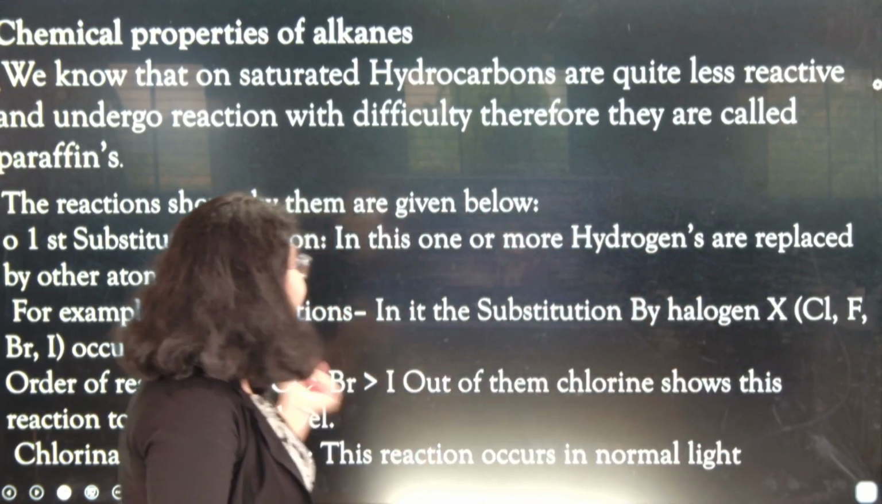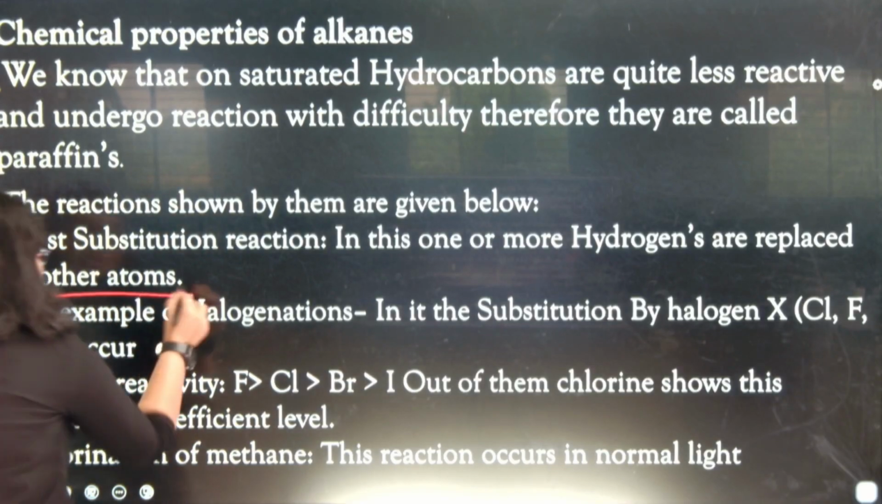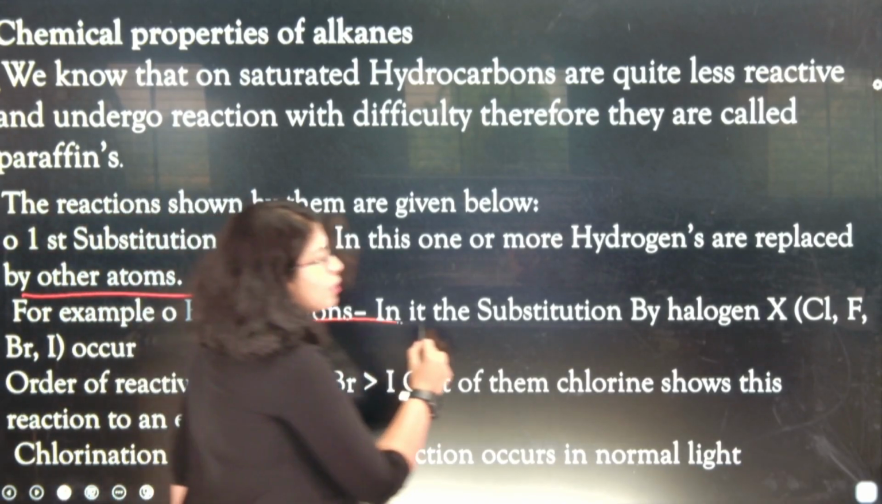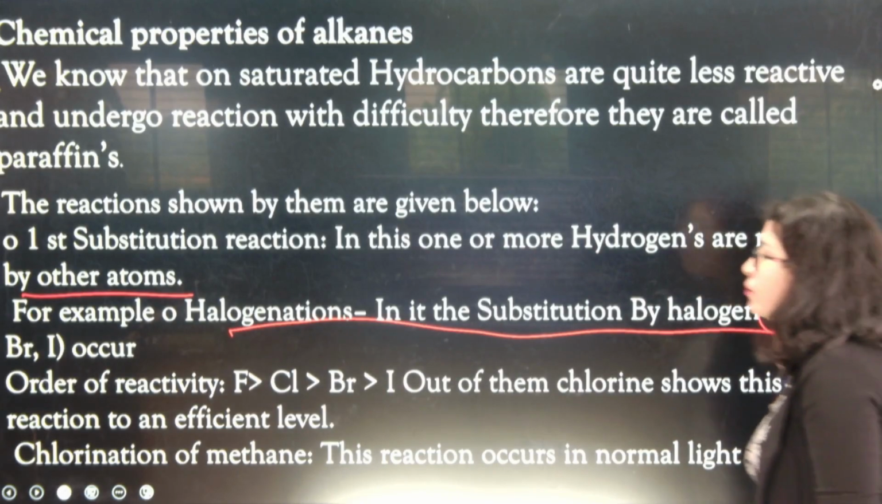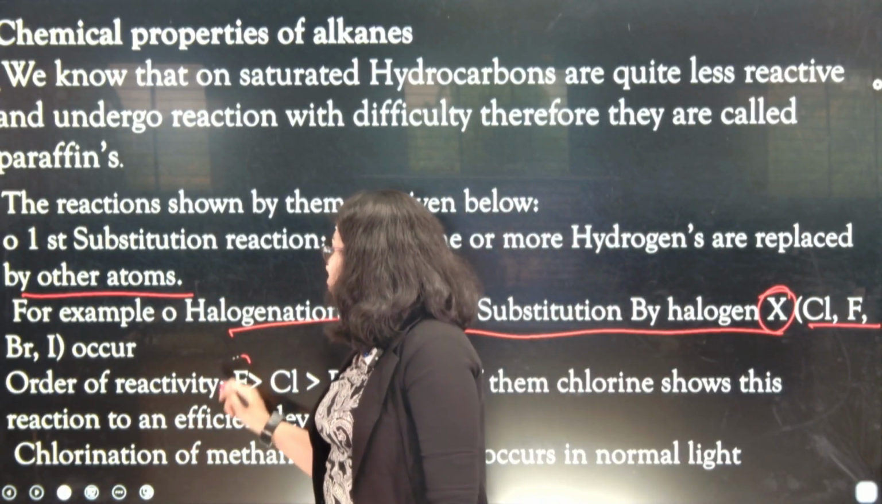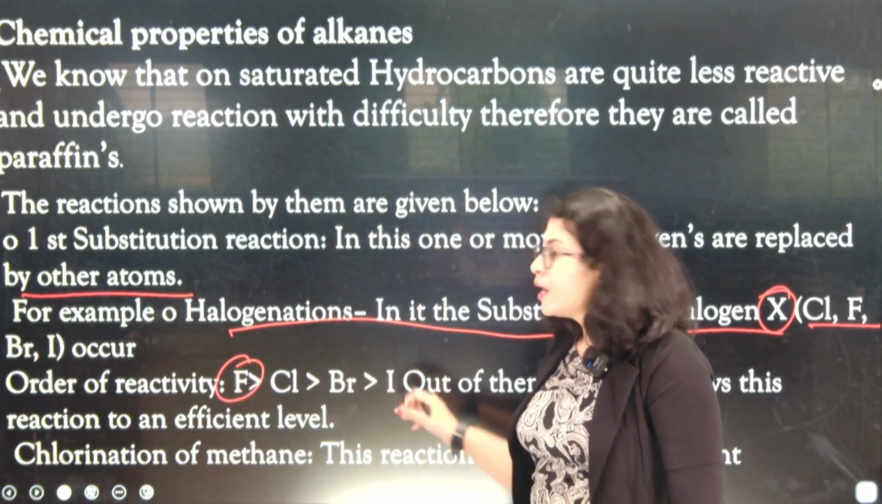Now, substitution reaction, in this, one or more hydrogens are replaced by other atoms. For example, halogenation. In this, substitution by halogen X, which might be fluorine, chlorine, bromine or iodine occurs. And if I see the reactivity, then fluorine will have the highest reactivity, then chlorine, followed by bromine and iodine.